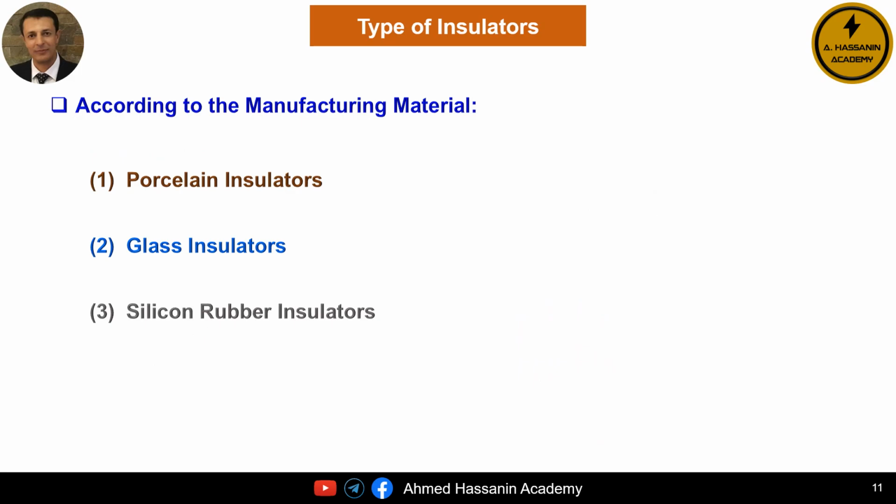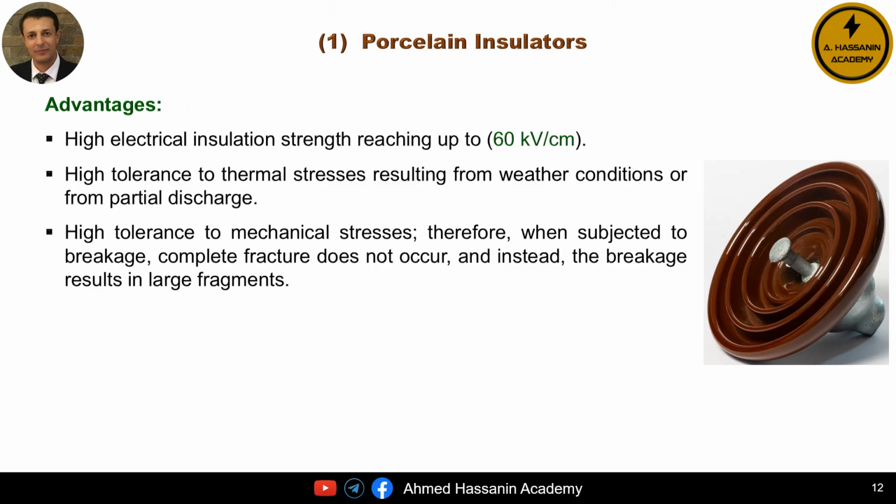Next, we will talk about the classification or types of insulators according to the material from which they are made. These include porcelain insulators, glass insulators, and silicone rubber insulators. The first type is the porcelain insulators. Many people refer to them as porcelain insulators or ceramic insulators. The most important features of porcelain insulators are as follows.